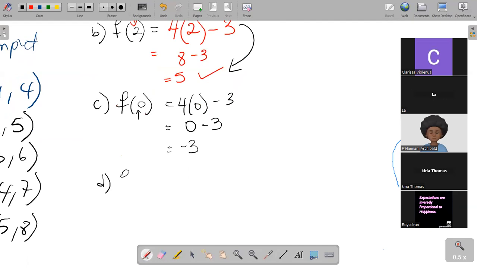Find f of -6. Please do not let the negative sign mash you up. Use your calculators for now. If you know you're not confident with your negative numbers, use your calculator to help you. So, all right, I'm waiting to see what the answers are. I have one answer, negative 27. Anybody else? I'm not saying if it's right or wrong. I just want everybody to send me what they think their answer is.